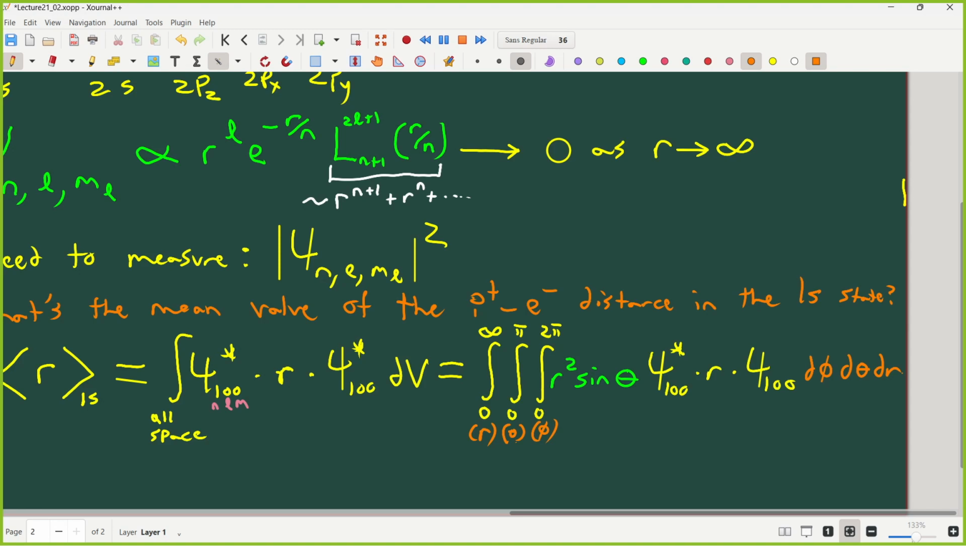Okay, so this r squared sine theta is always there in these integrals. This is always something that we have to integrate when we integrate in 3-dimensional coordinates, because when we go from a volume element in x, y, z to a volume element in spherical coordinates, we always gain this r squared sine theta term. So that's always there.